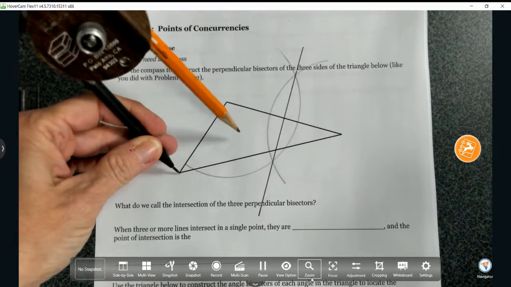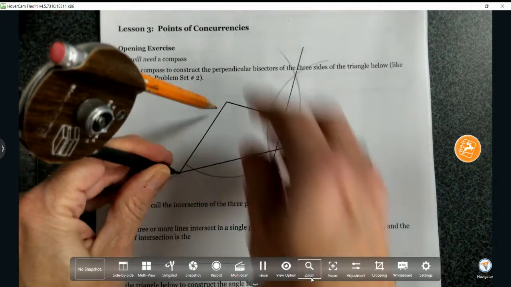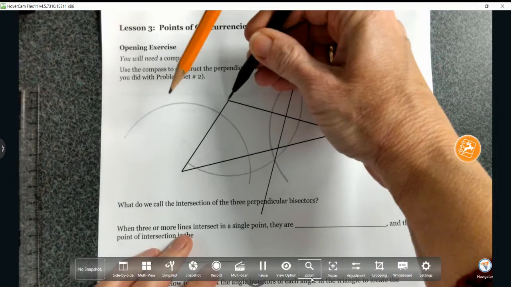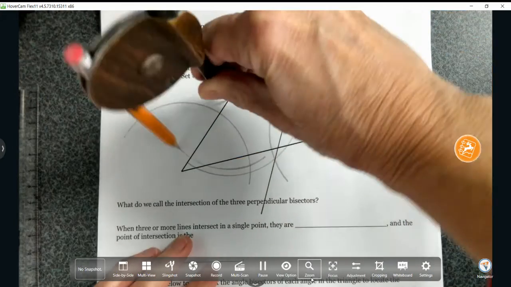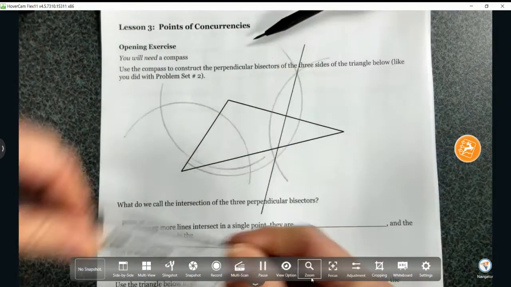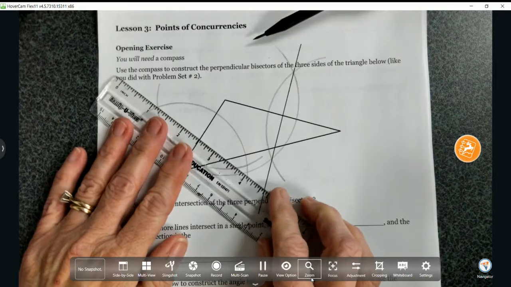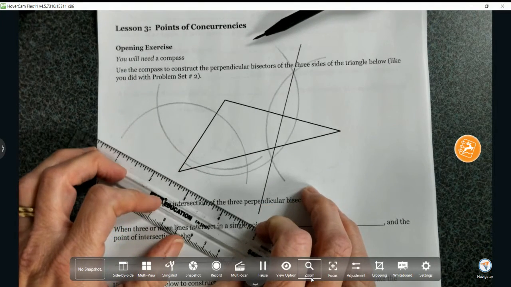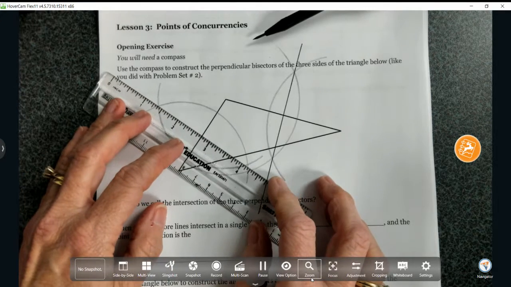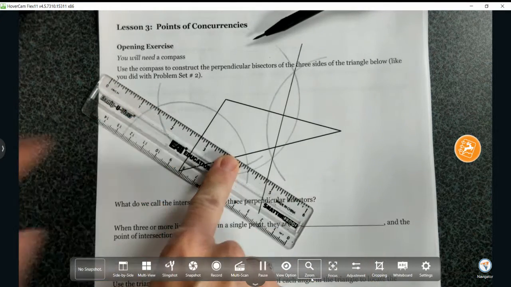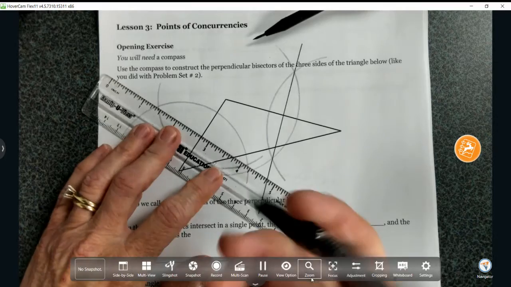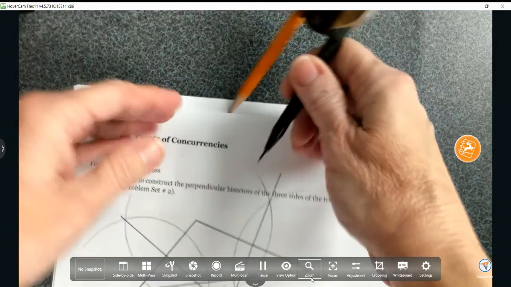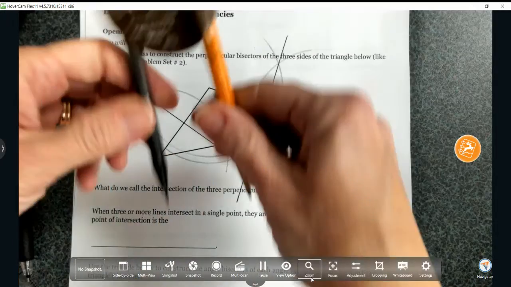So now I'll do this side over here. Make an arc, come over here, make an arc, and draw that one. Now see, it starts to get a little confusing because you've got to figure out which segment you're dealing with, where your intersection points are. So you've got to kind of focus on that. All right. Now let me do the bottom side.